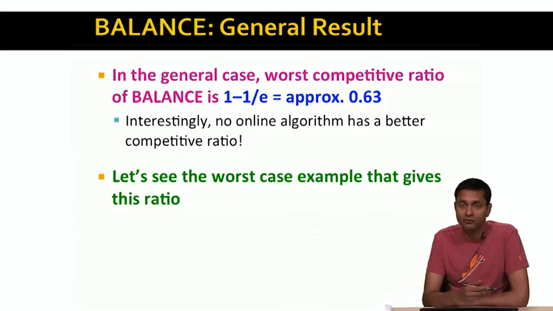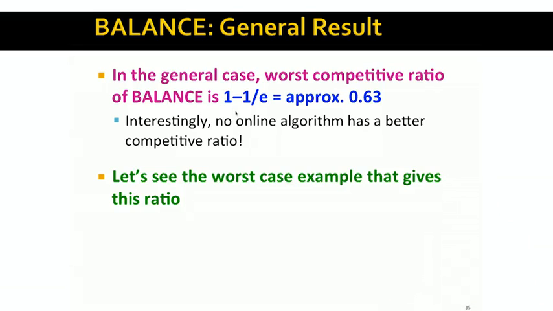Now, interestingly, although I won't be able to show this in this lecture, no online algorithm can actually do better than this competitive ratio of 1 minus 1/e for the AdWords problem. But what I'm going to do instead is show you the worst case example that gives us this competitive ratio of 1 minus 1/e.